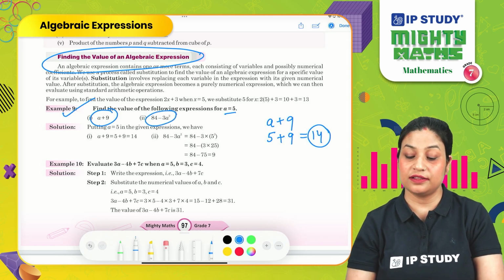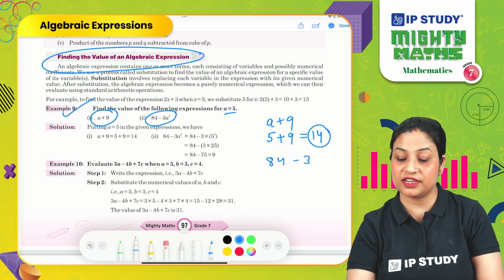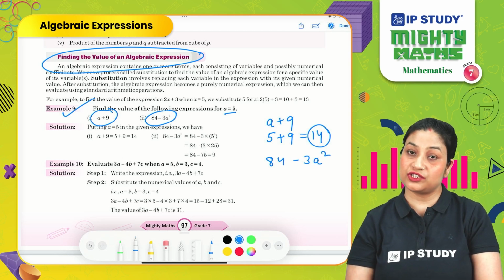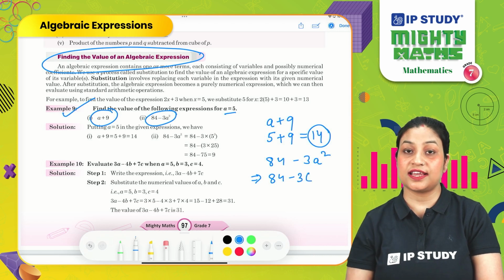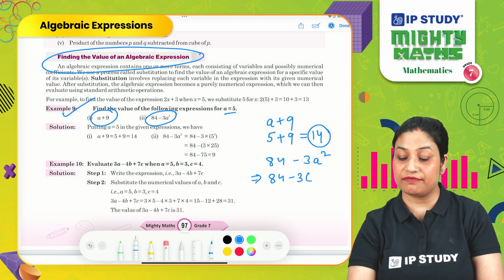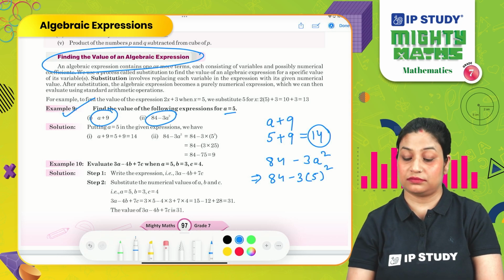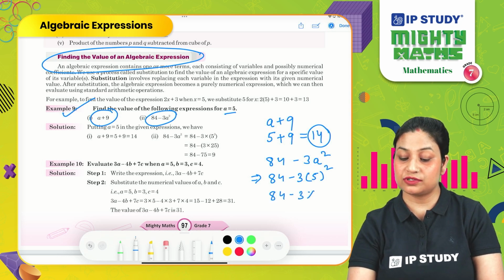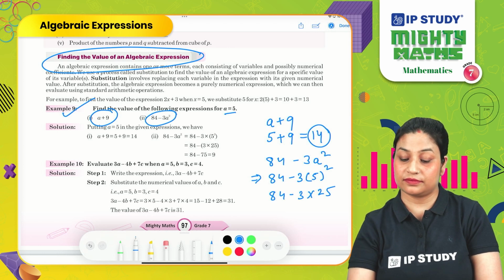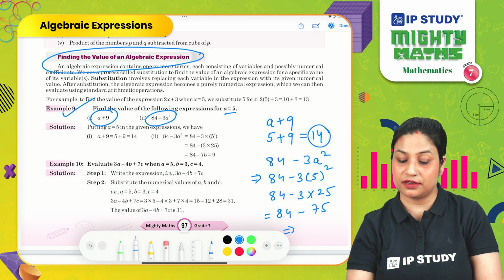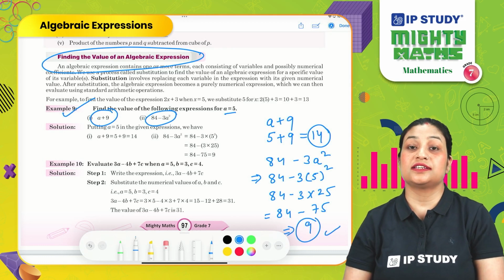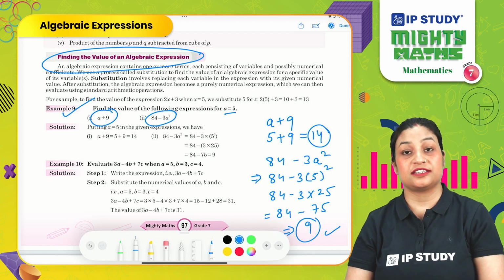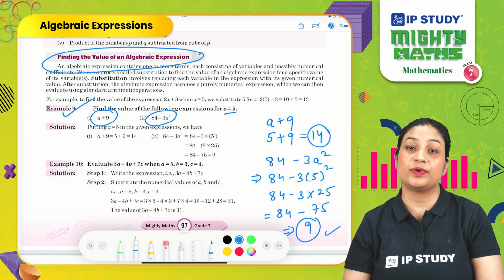Let's take the second one, that is 84 minus 3a square, right? So let's solve it together. So just write 84 minus 3. Since this is a square, so what I will do? I will write 5. Then I will solve it. So what I will get? When I solve it, I will get 9 as my result. So students, this is how you are going to find out the value of an algebraic expression by putting the value of a variable, right?